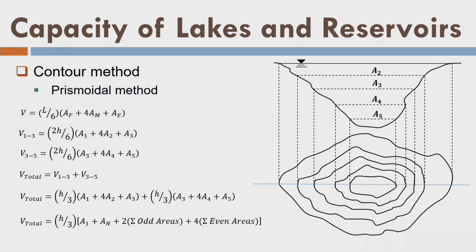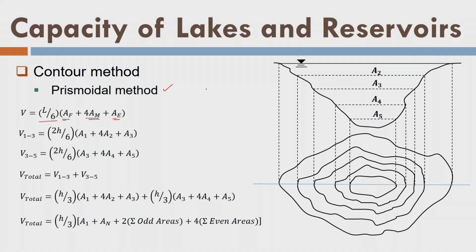Let us come to the contour method, where we are going to discuss the prismoidal method. Here you can see the formula L by 6, A first area, A end area and the middle area 4 times. So, this is the standard formula for the prismoidal method, where L is nothing but the distance between the two sections A1 and A2 and so on. So, now the distance is h. So, we are dividing h into two parts, h by 2 and h by 2. And now we are saying that L is equal to 2h, fine.